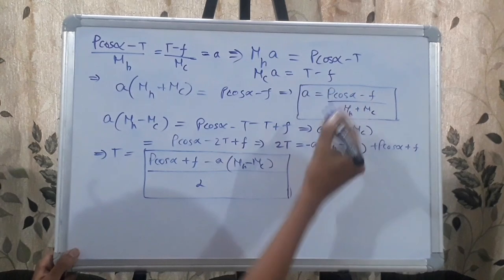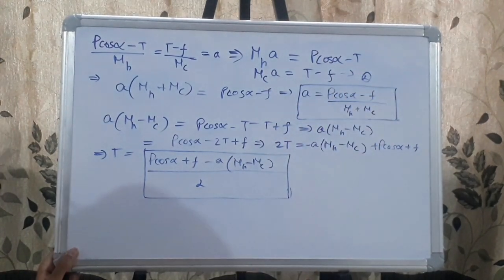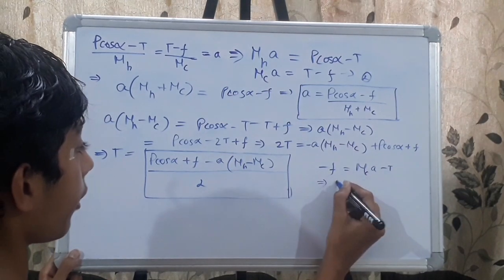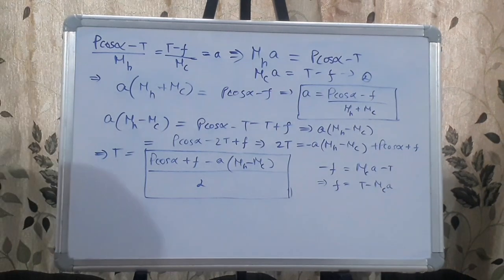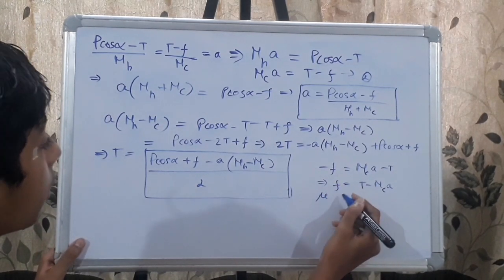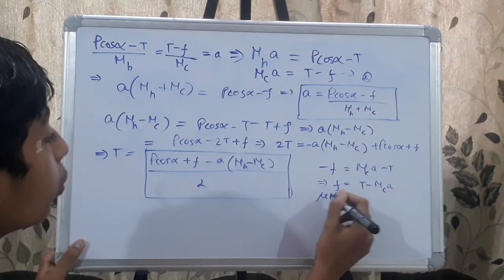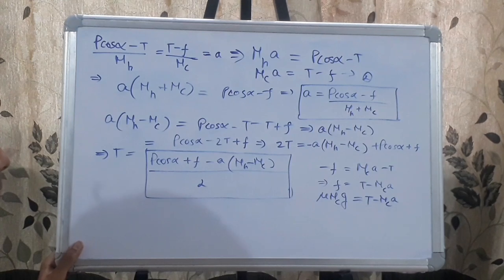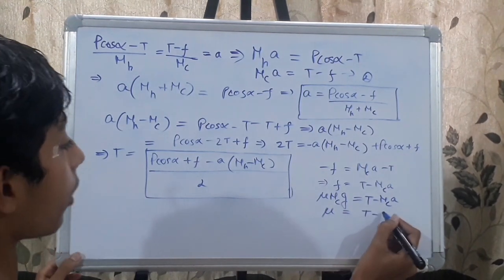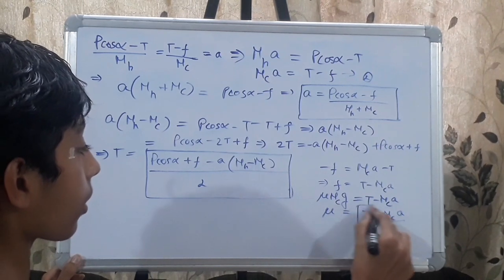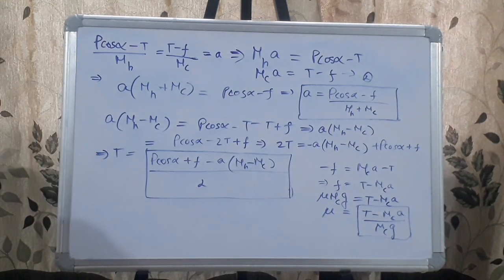Now what about the frictional force F? Let me call that equation 2. From equation 2 we know that minus F is equal to MCA minus T. So F is equal to T minus MCA. Let's say that we know the coefficient of friction between the surface of the wheel of the cart and the ground. Let's say that's mu. So mu times mcg, mu N, where the normal reaction is mcg, is equal to T minus mca. And from here you can figure out mu as well, just solving for it by dividing by mcg. And I think that's it.